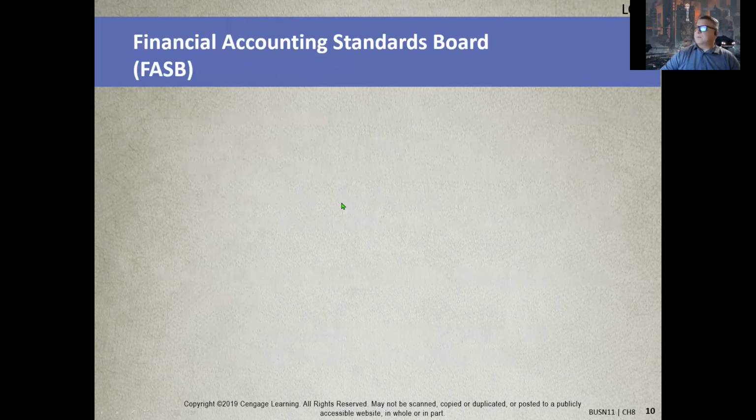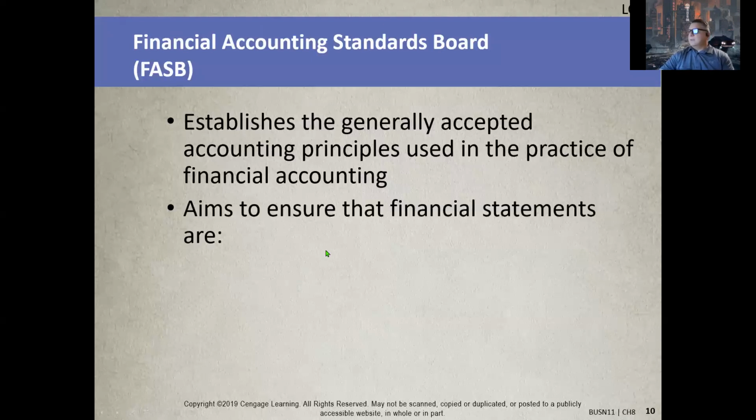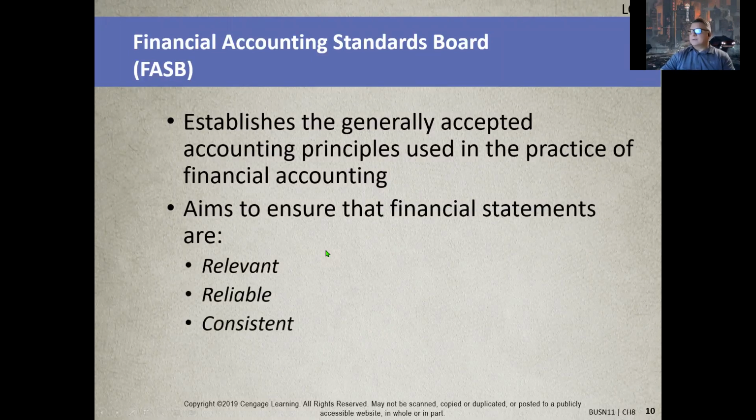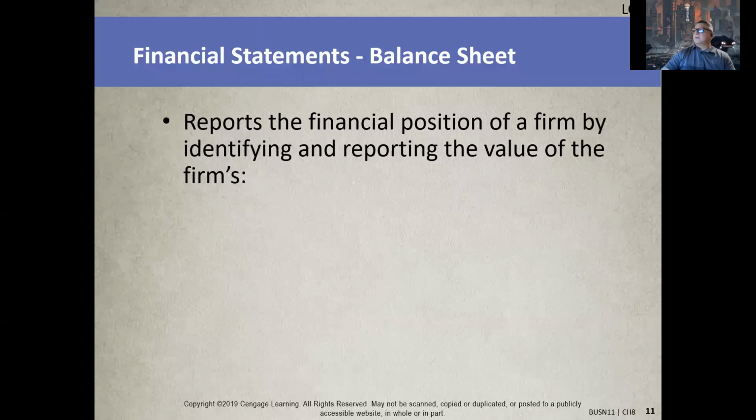Financial Accounting Standards Board, FASB. I don't think that's actually what it's called, but it establishes the generally accepted accounting principles used in the practice of financial accounting. It aims to ensure that financial statements are relevant, reliable, consistent, comparable. Financial statements report the financial position of a firm by identifying and reporting the value of the firm.